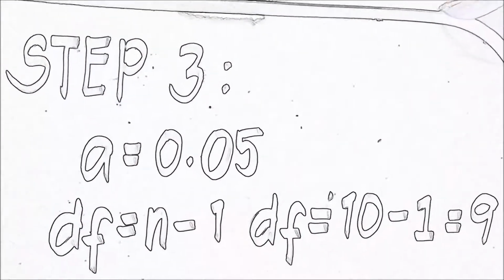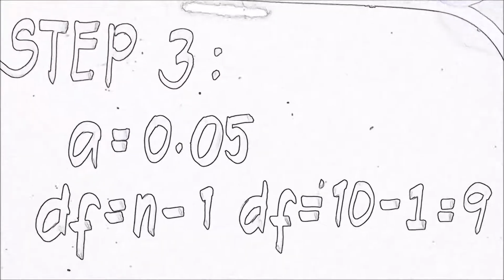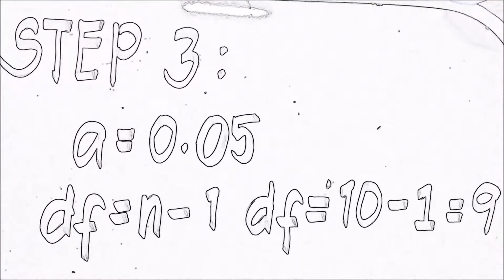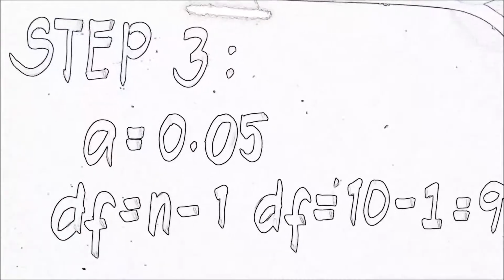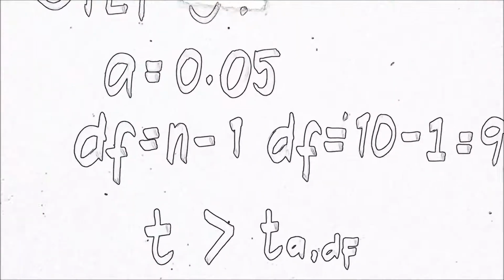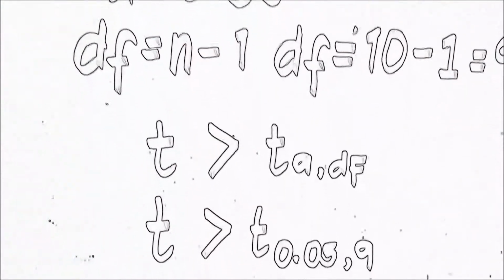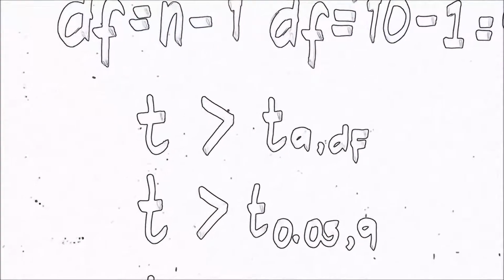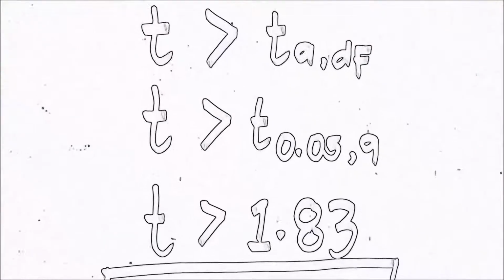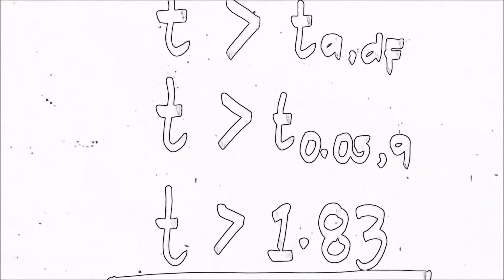Solve for the degree of freedom, which has a formula of n minus 1. Substitute n with 10 since 10 is the random sample, minus 1 to get the answer of 9. Use the equation t greater than t sub A, comma, degree of freedom. Substitute A with 0.05 and DF with 9. Locate the values in the t-table since it is a t-test to get the answer of 1.833.